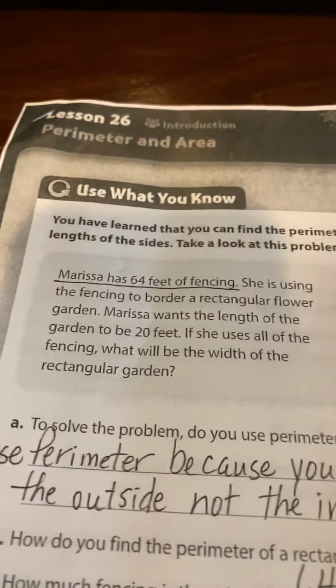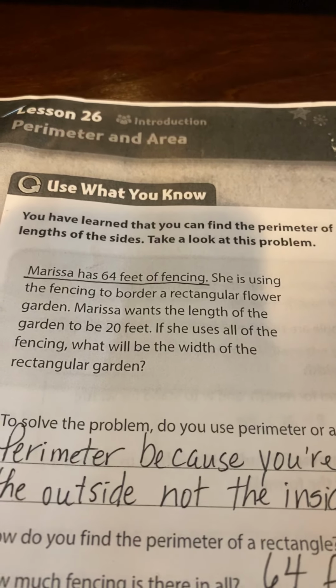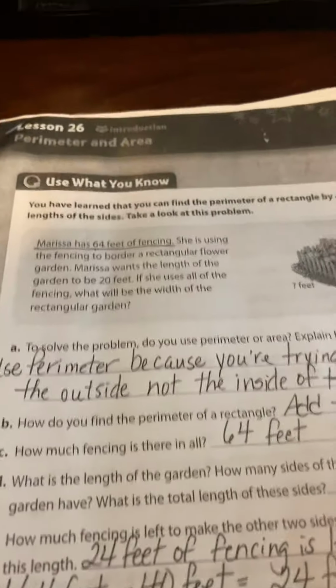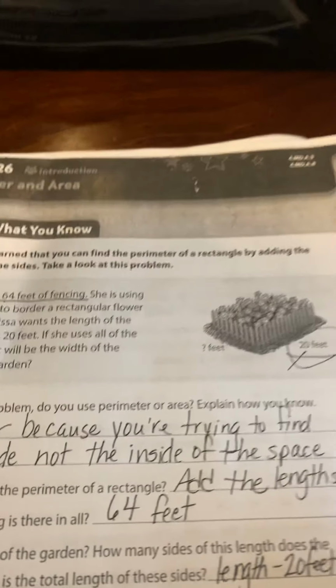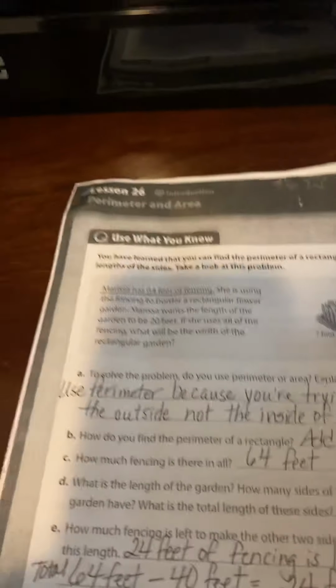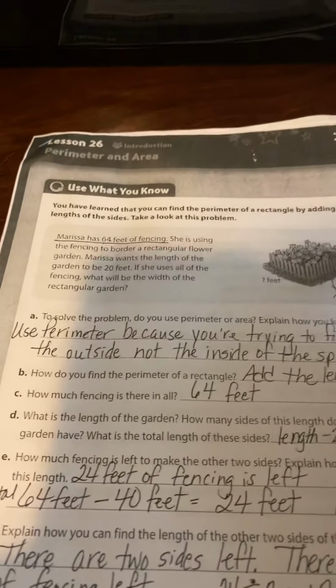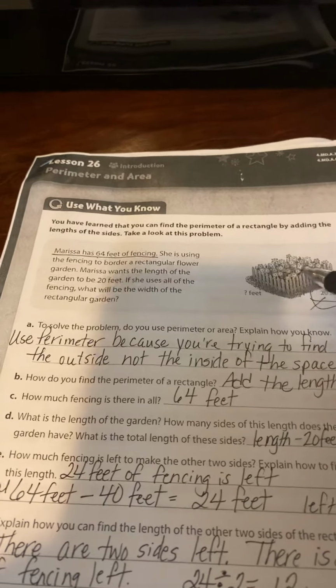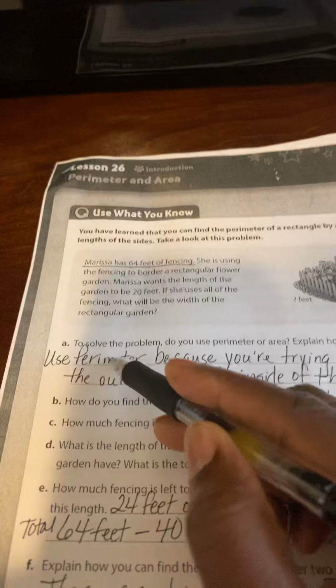If she uses all of the fencing, what will the width of the rectangular garden be? So all of the fencing. The total number of fencing she has is 64 feet of fencing. Okay, so let's look at letter A. To solve the problem, do you use perimeter or area? Explain how you know. Okay, so to solve this problem, we're going to use the perimeter. We're going to use the outside. Because you're trying to find out the outside, the inside of the space is not what you would use. So for this answer, you should have perimeter.